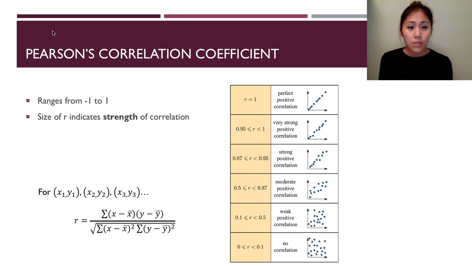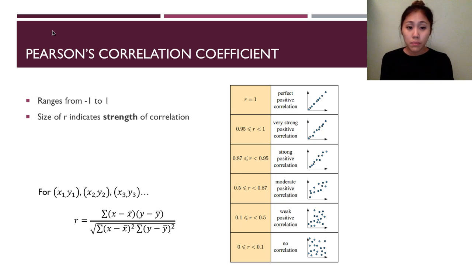For the size of R indicating the strength of correlation, you could usually write it as thus. X bar and Y bar meaning the means, averages, right? And then you have a set of data points. You would plug this in and you would be able to find R. R would be in the range of 1 to -1. It shouldn't be outside of that range.